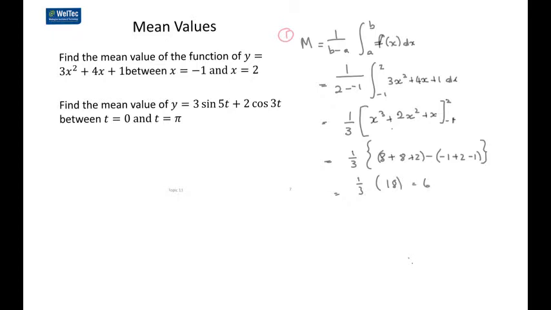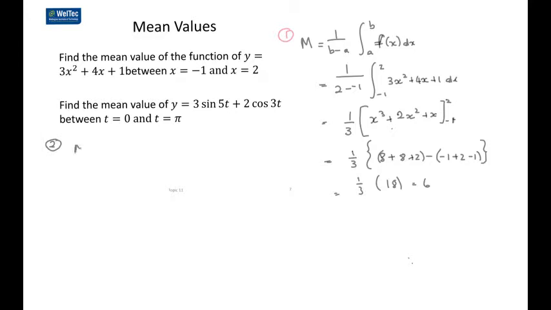Now, it's not an area, it's a value. So if the function was volts, then the mean value would be 6 volts. In this case, it's just a random function, so the mean value is 6. Let's have a look at the second one.